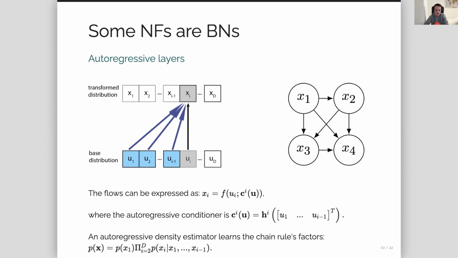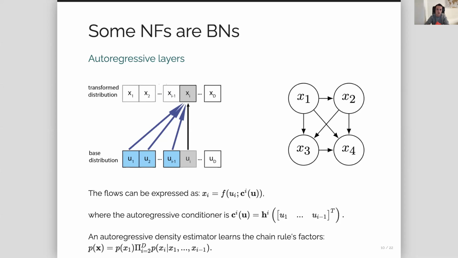The function f is invertible with respect to Xi and is conditioned on the previous components of the base vector. So in other words, we condition the invertible transformation f. I will call it the normalizer in the rest of this talk. We condition this normalizer with the output of a function Ci of the input vector U. And if we talk about autoregressive layers, this function Ci only depends on the first i-1 components of the input vector. So this is the assumption that you make when you use autoregressive layers. And in 4D, this is equivalent to assuming the following Bayesian network.